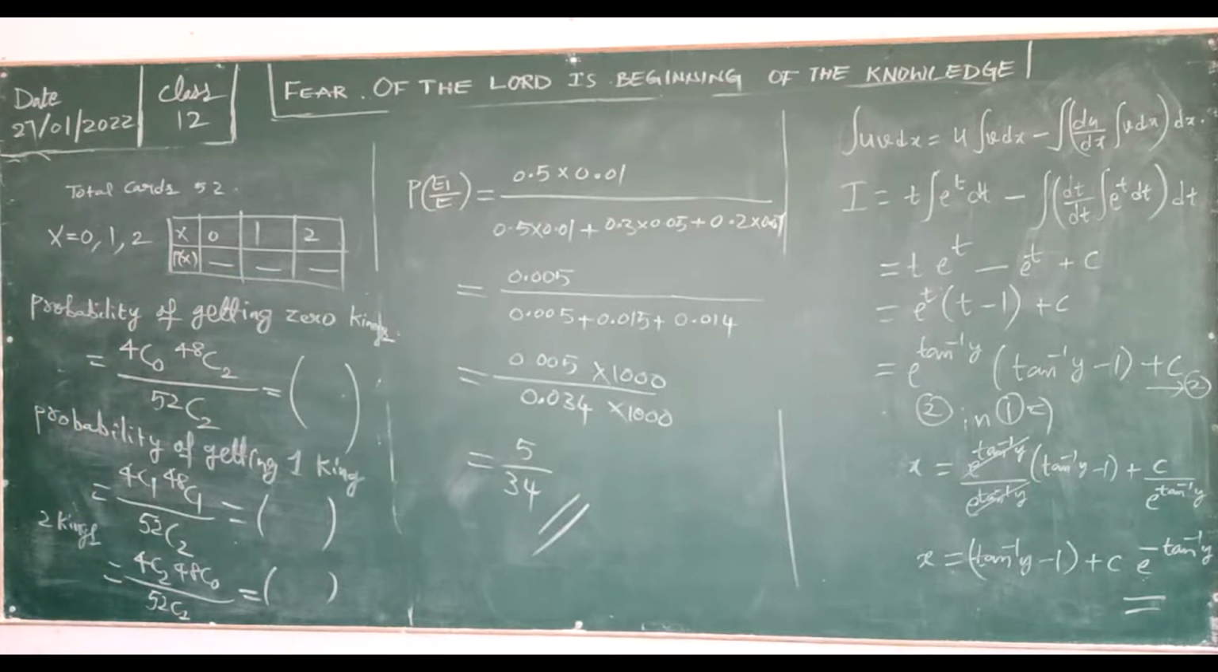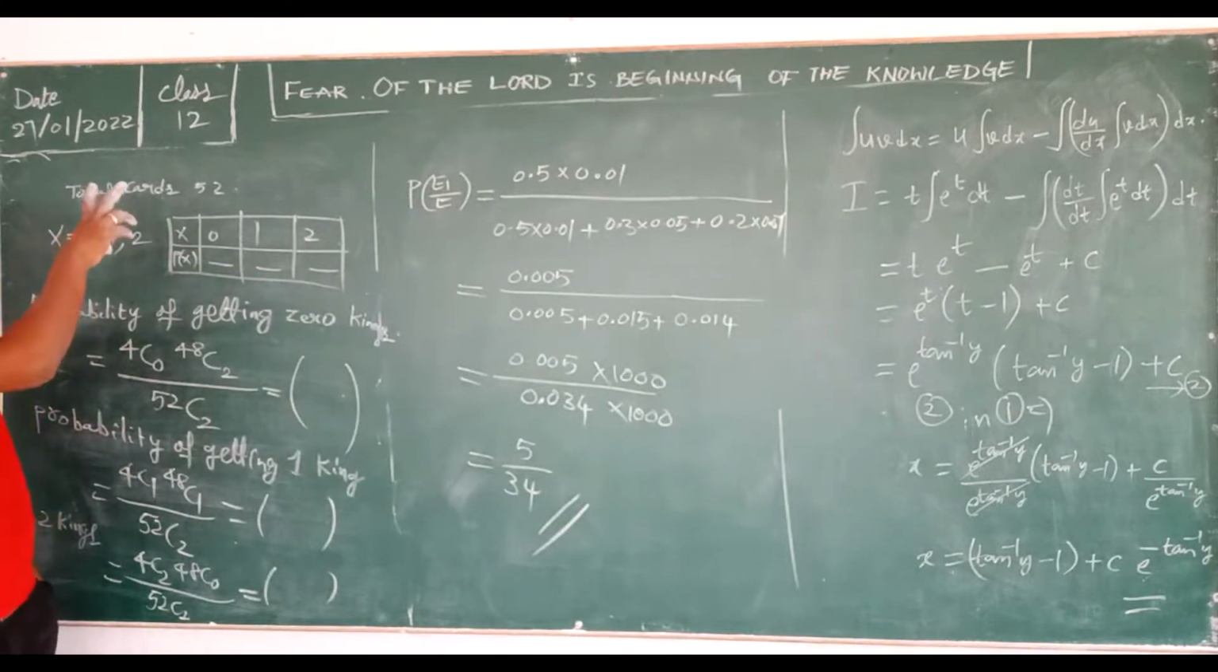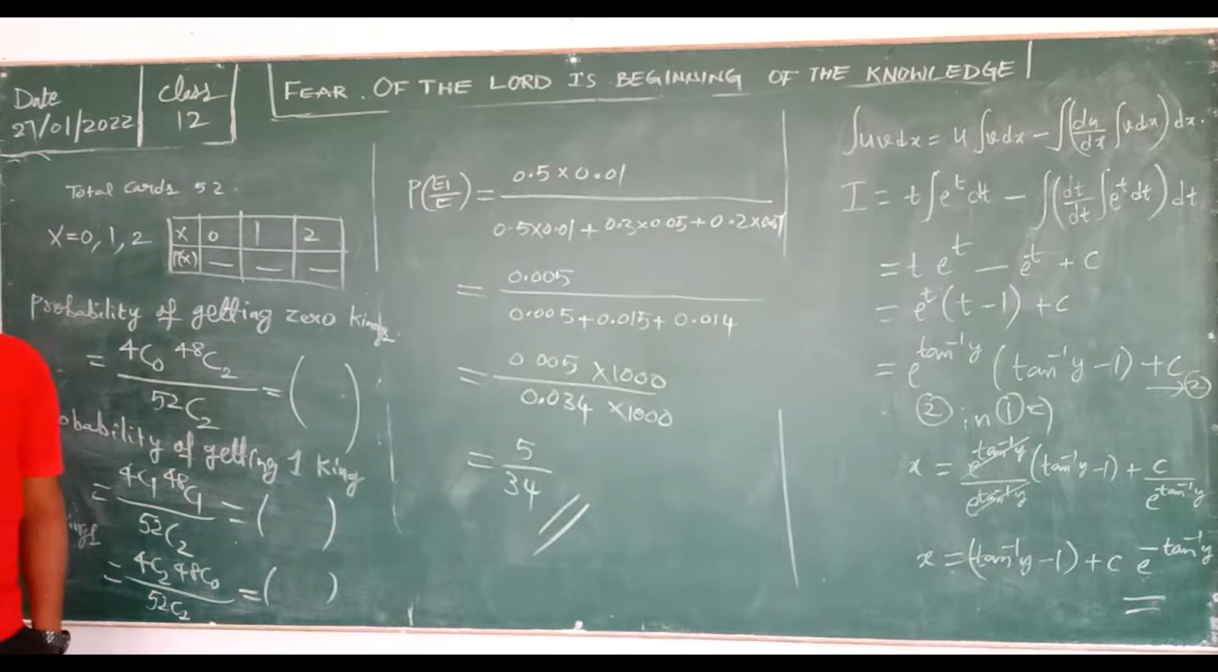So that is about the final question. The formulas for mean and variance were already given to you all. So just go through your textbook and solve for the mean and variance. That is about your last and final problem.